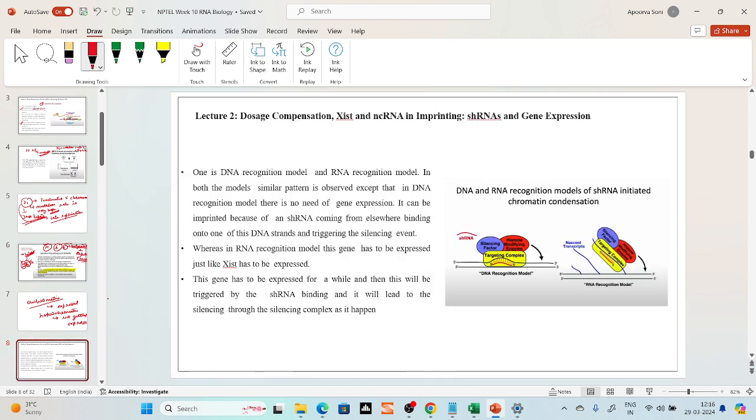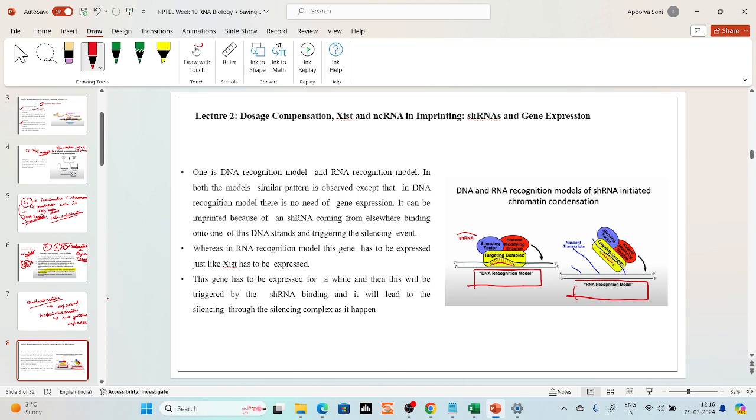Then we come to the next thing. We are studying about shRNA only. Basically, there are two kinds of models for the recognition with the help of shRNA. One model is known as a DNA recognition model, and the other model is known as an RNA recognition model. Now, what does it mean? If it's a DNA recognition model and if it is an RNA recognition model, with the help of this figure, what can you tell? What would be the difference between the two models?